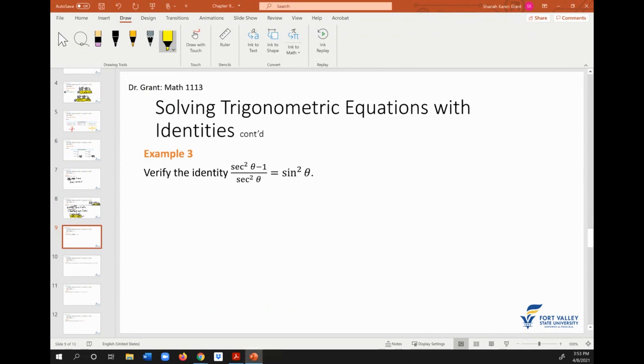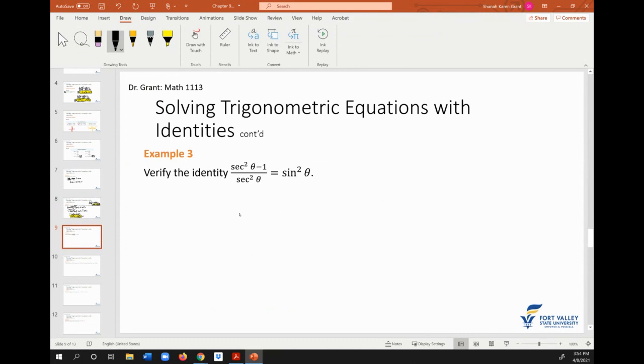And so you may get quite a bit of different identities to verify, and they will vary in different ways. So the way to get used to them is to actually practice. So be sure to do the homework problems so you can get practice on these.